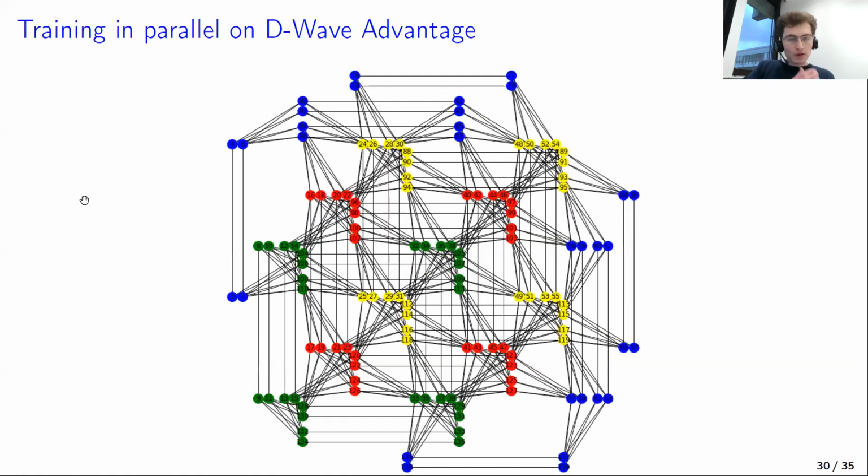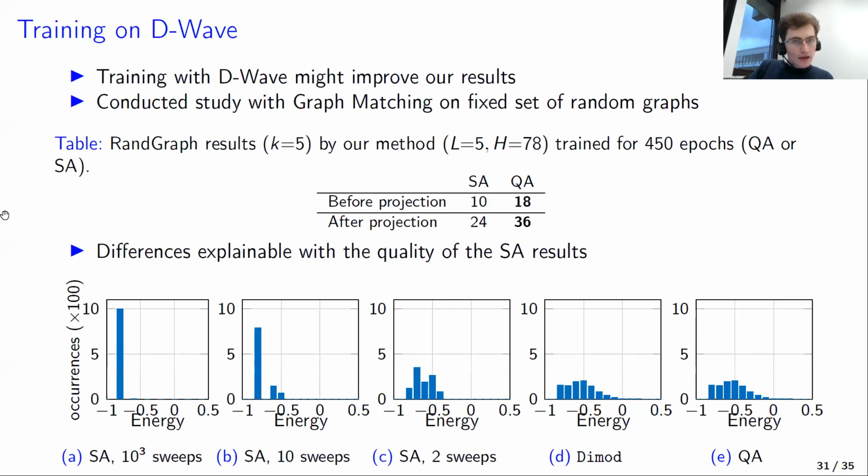Okay, for the graph matching experiments, we also performed the training directly on this D-Wave machine. And for this, we had to find some good way to embed the problems. So here we have some tiling embedding. One tile is encoded with one color. And so we could solve many QUBO problems in parallel with this. And here are some results for our method trained with D-Wave.